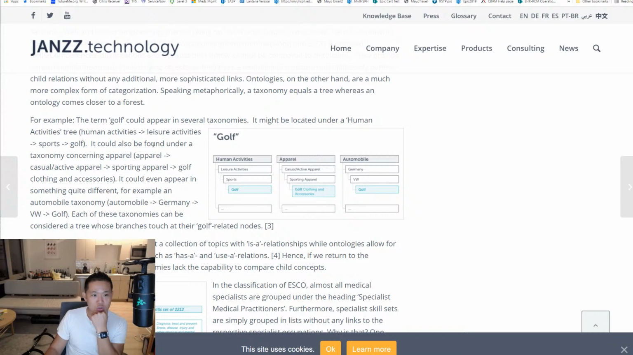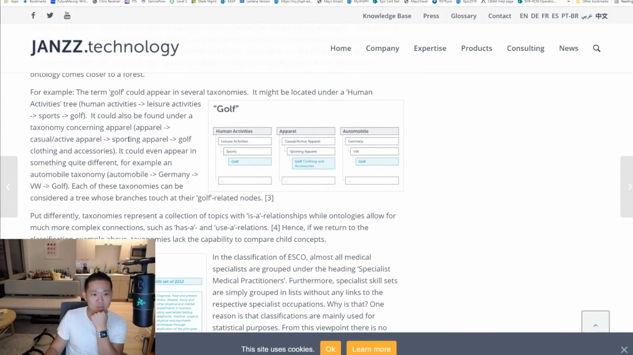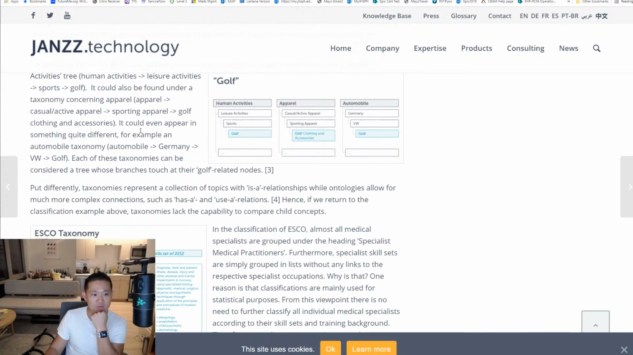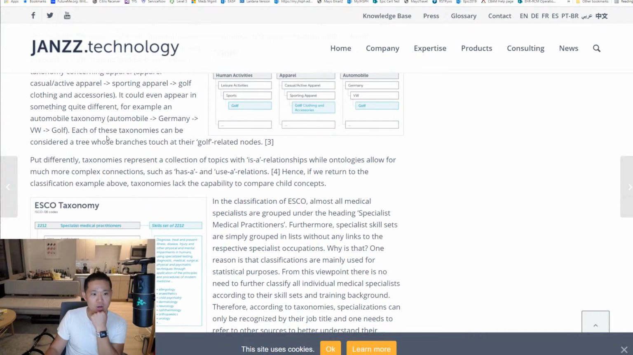For example, the term golf could appear in several taxonomies. It might be located under a human activities tree: human activities, leisure activities, sports, and golf. It could also appear under a taxonomy concerning apparel: casual active apparel, sporting apparel, golf clothing, and accessories. It could even appear in something quite different, for example, an automobile taxonomy: Automobile, Germany, Volkswagen, golf. Each of these taxonomies can be considered a tree whose branches touch at their golf-related nodes.